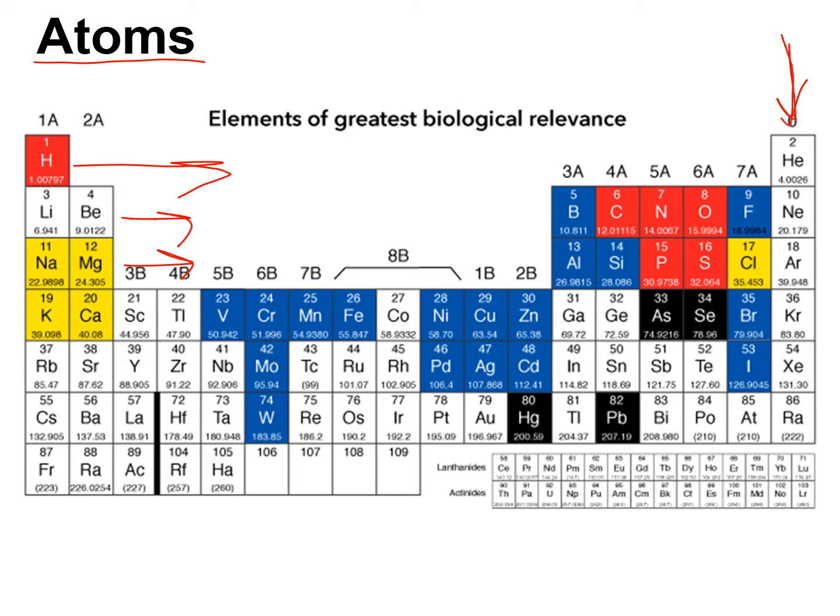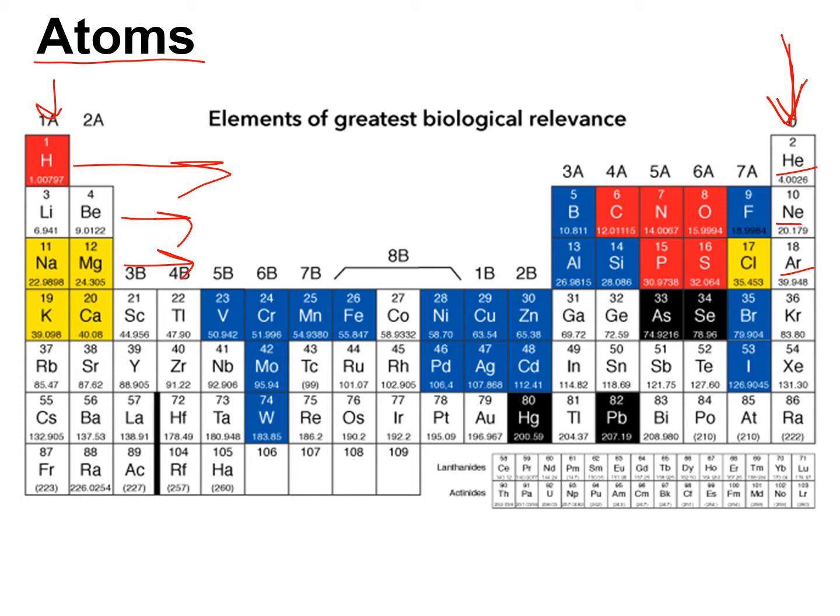So this group going down here, the column here, those are the noble gases. So helium, neon, argon, they have very similar characteristics. Also compared to the group here, that group, the hydrogen, lithium, sodium, potassium, they have similar characteristics also.